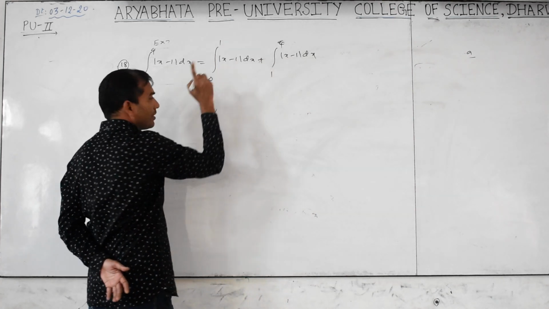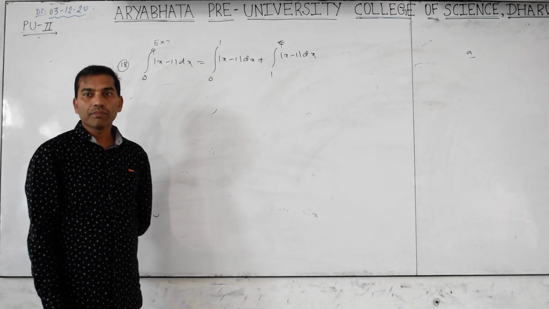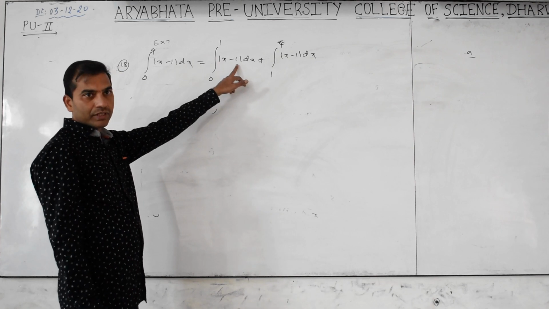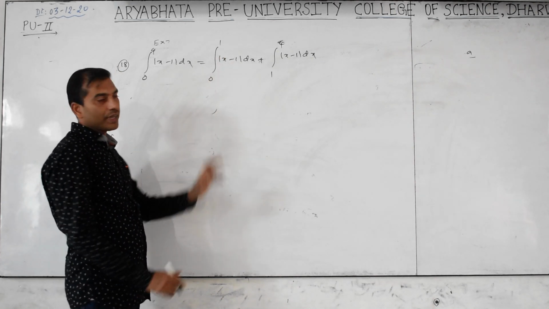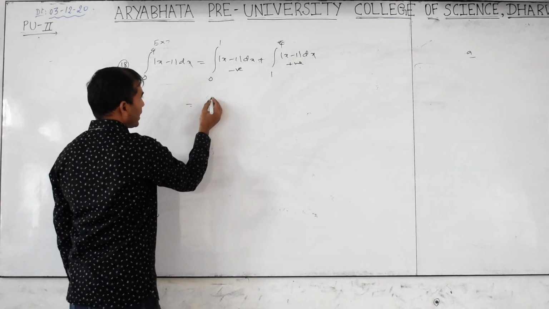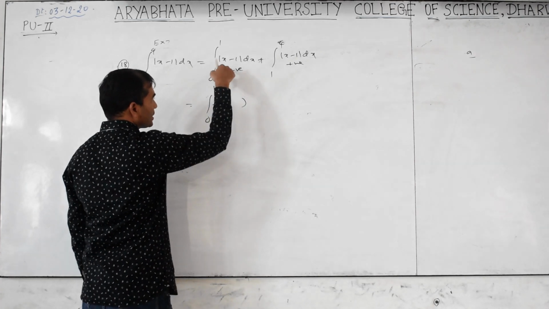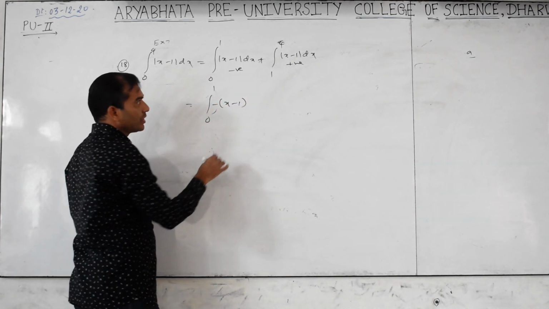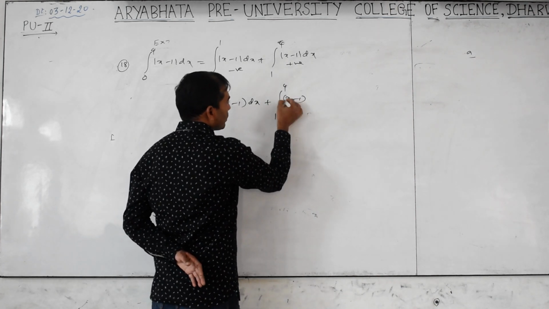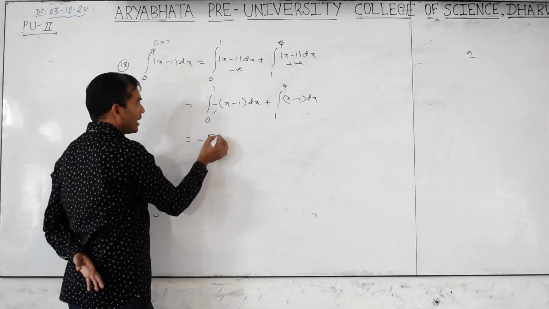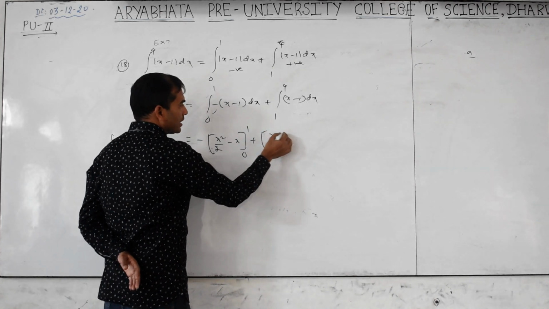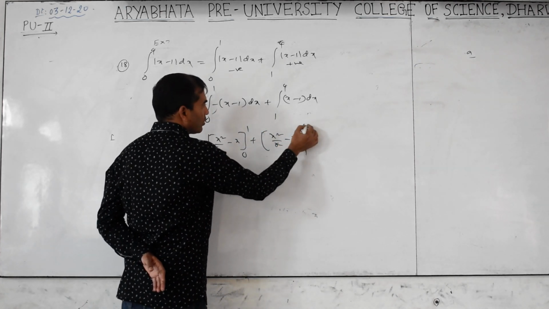In this interval 0 to 1, take any number between, 0.5, 0.6, 0.7. Substitute here: 0.7 minus 1, is it negative or positive? Negative. The inside is negative here, positive there. If it is negative, the mod is minus of the inside. So minus of x minus 1 dx from 0 to 1, plus from 1 to 4 it is positive, x minus 1 dx. Minus the integration of x square by 2 minus x from 0 to 1, plus the integration of x square by 2 minus x from 1 to 4.